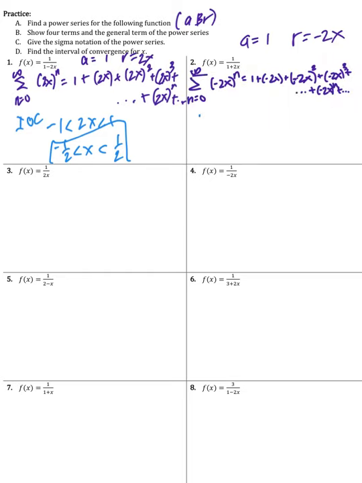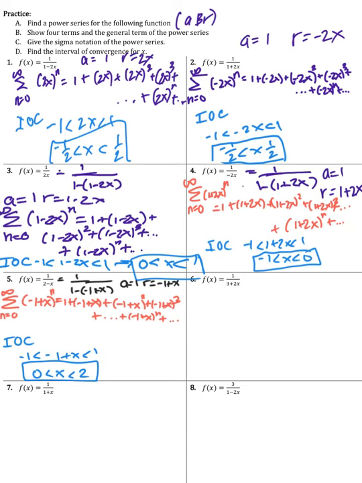And then lastly, to find this interval of convergence, we're going to take -1 is less than -2x is less than 1, and that's going to give us -1/2 is less than x is less than 1/2 as our interval of convergence. So go ahead and pause the video, work through 3 through 8. I will work through them as well, and then hopefully answer any questions you may have along the way.